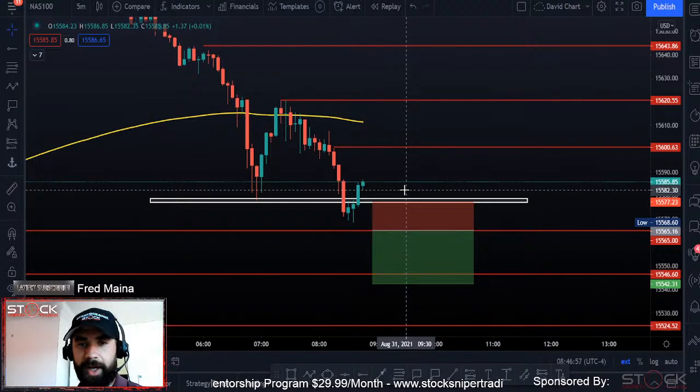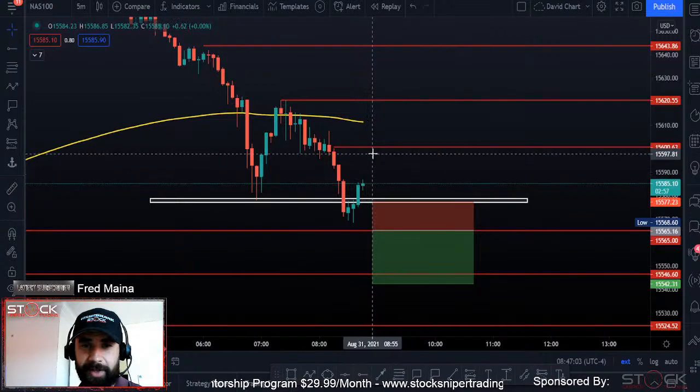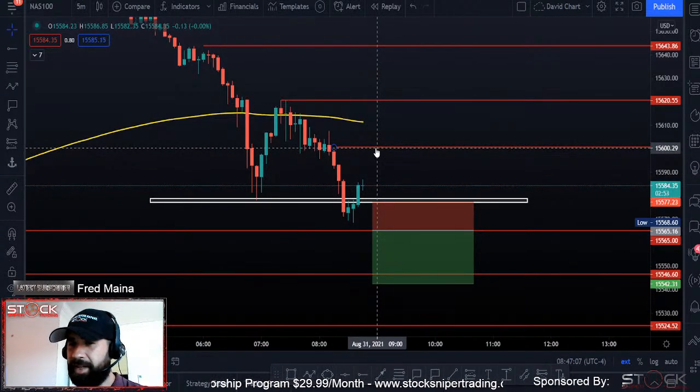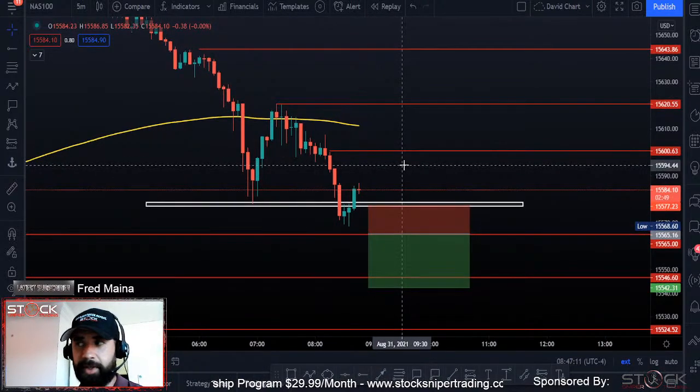Let's just wait and see how this plays out. I'm definitely thinking that it's going to come to this area right here, maybe test 15,600 and then get rejected and fall. But let's just wait and see what's going to happen.